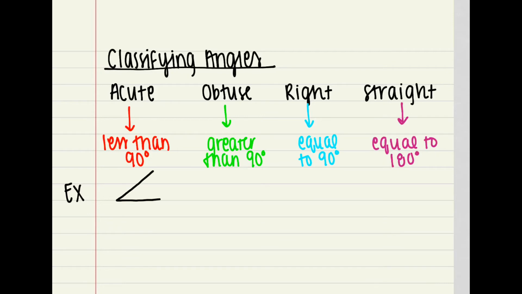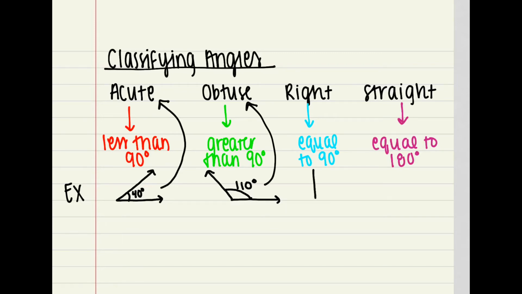I have an angle. I'm going to say this is 40 degrees. So because it is less than 90, this is an acute angle. For obtuse, it's going to be a big angle because remember it's greater than 90 degrees. So something like 110 degrees would be obtuse.